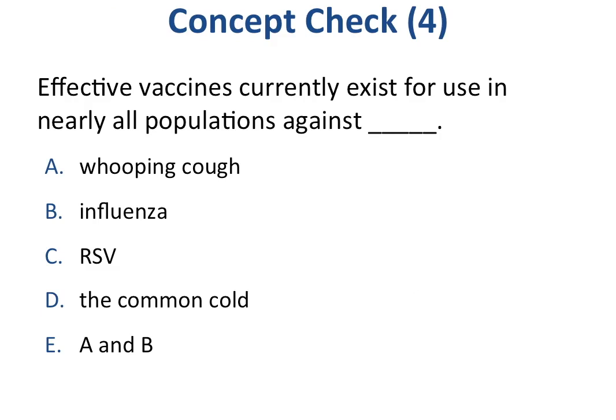So now let's work on this question. An effective vaccine currently exists for use in nearly all populations against... I'll give you 5 seconds. So the correct answer is E. Okay, it's E.